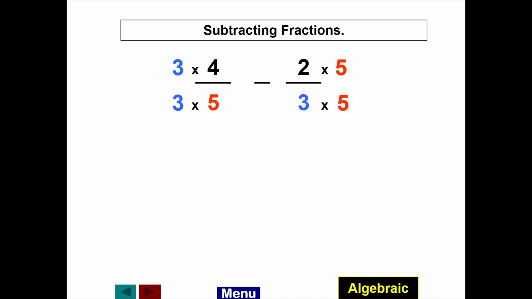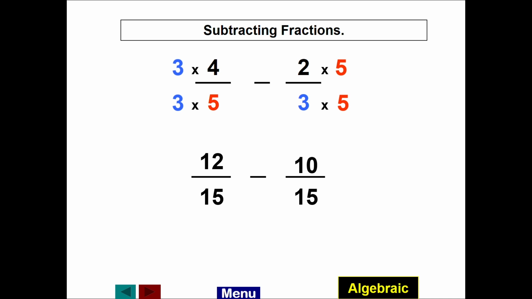In this case, we've changed 4/5 into 12/15. So 4/5 and 12/15 are equivalent fractions. If you simplify 12/15, you'll get 4/5. The same will be true if you simplify 10/15, you'll get 2/3.